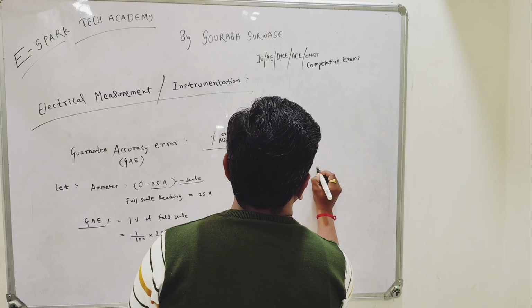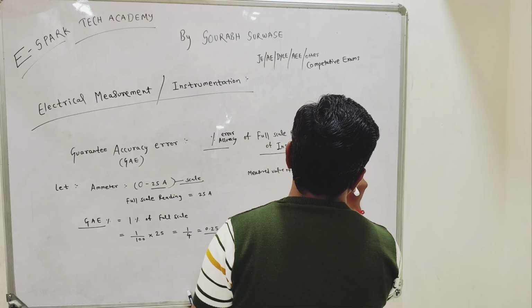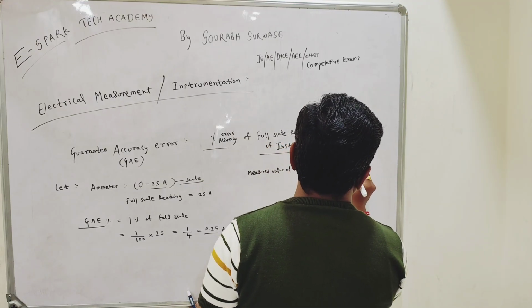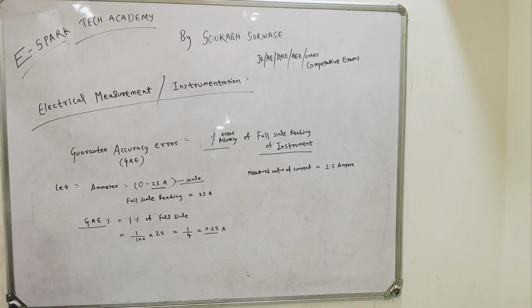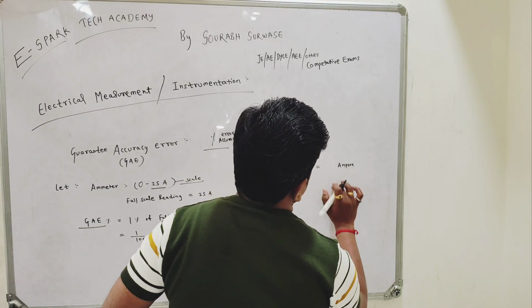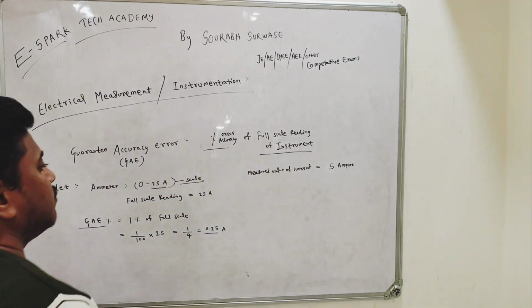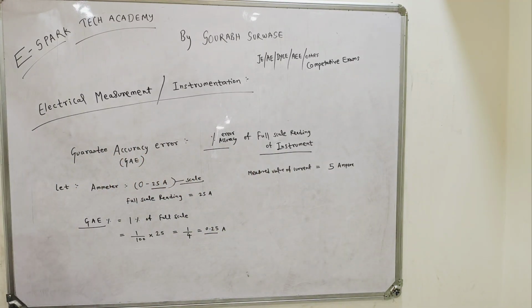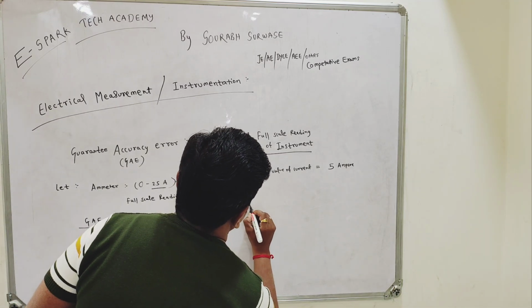Suppose this measured value of current is 2.5 amperes as given, or for the sake of simplicity take it as 5 amperes only, so that the calculation will become simple. Now what you will do is limiting error.